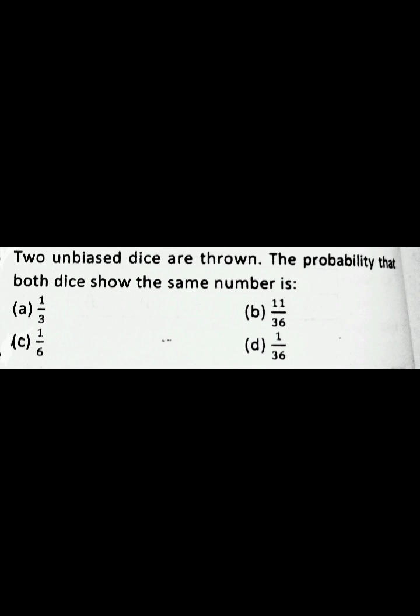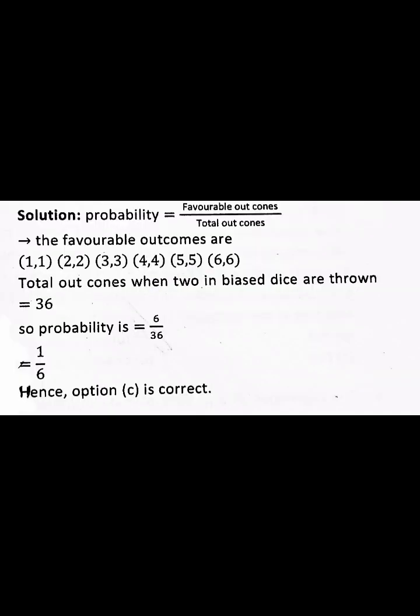Next question is, two unbiased dice are thrown. The probability that both dice show the same number is dash. So we know that the total number of outcomes is equal to 36. So here it is asking about the probability of getting the same number. That means the favorable outcomes are 1 1, 2 2, 3 3, 4 4, 5 5, 6 6. That is, the total number of favorable outcomes is 6. That is, the probability is 6 by 36, that is equal to 1 by 6. So the answer is option C.